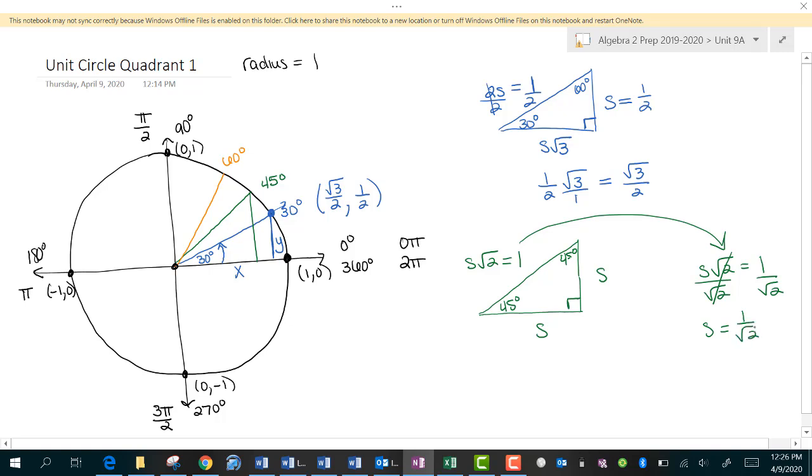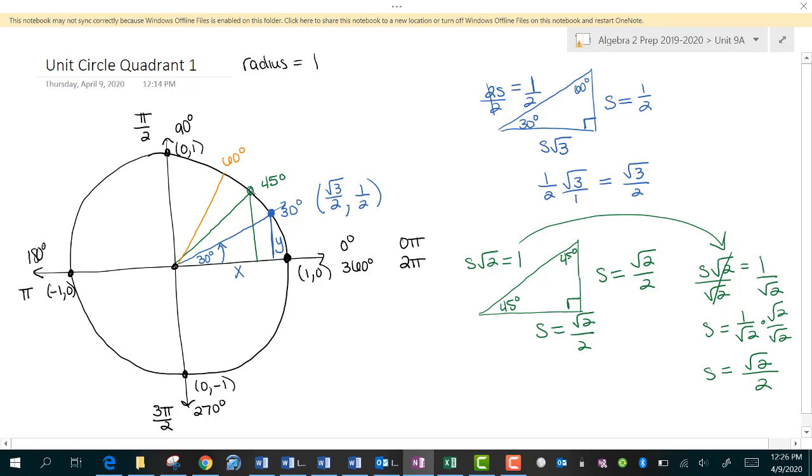But if you can remember from last week, we really don't want to see those radicals in the denominator. So in order to rationalize this, I multiply by square root of 2 over square root of 2. So 1 times root 2, I get root 2. And then in the denominator, root 2 times root 2, or the square root of 2 squared, ends up just being 2. So that means that this side here is square root of 2 over 2, as well as this side is square root of 2 over 2.